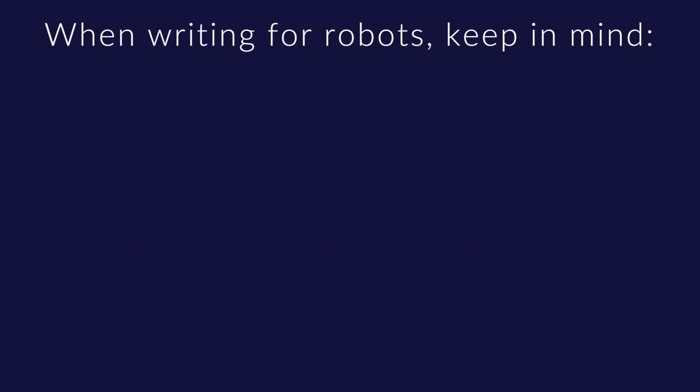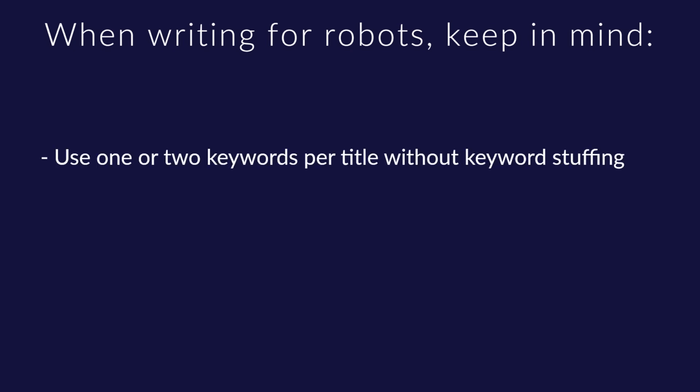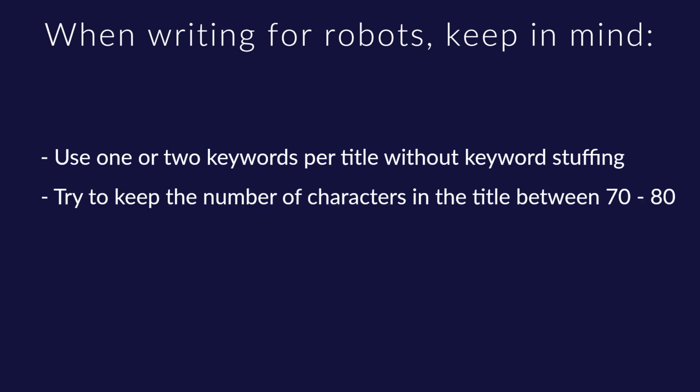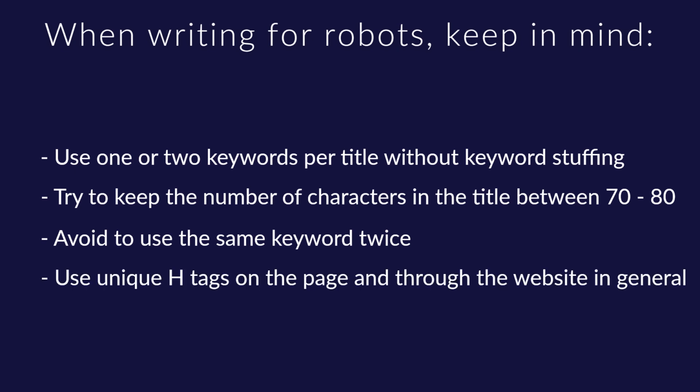When writing for robots, keep the following in mind. Use 1 or 2 keywords per title without keyword stuffing. Try to keep the number of characters in the title between 70 and 80. Avoid using the same keyword twice. Use unique H tags on the page and through the website in general.